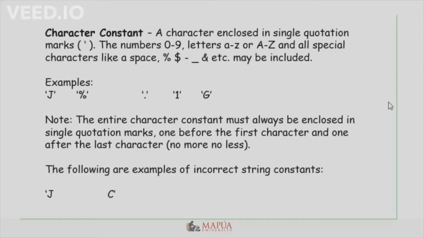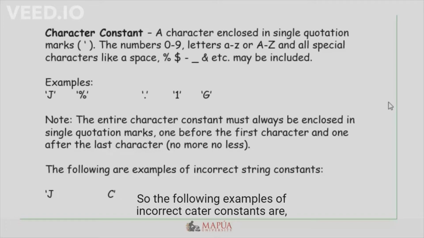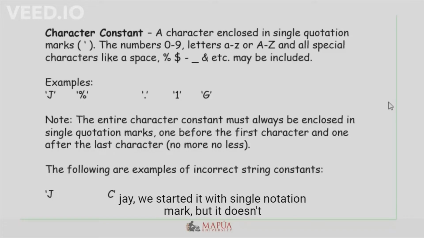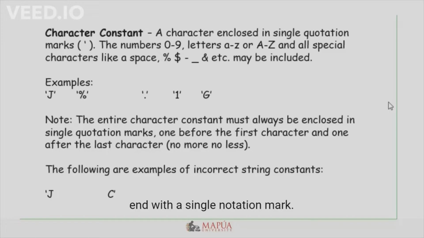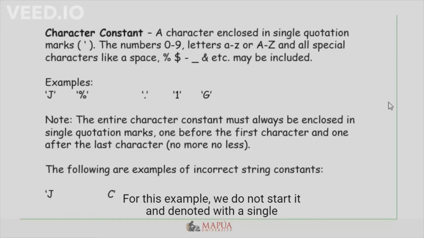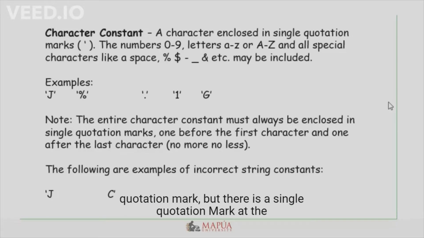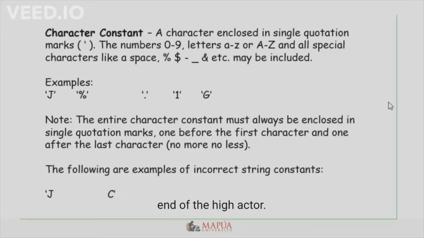No more, no less. So the following are examples of incorrect character constants. For J, we started it with a single quotation mark, but it doesn't end with a single quotation mark. For this example, we do not start it with a single quotation mark, but there is a single quotation mark at the end of the character. So this is invalid.